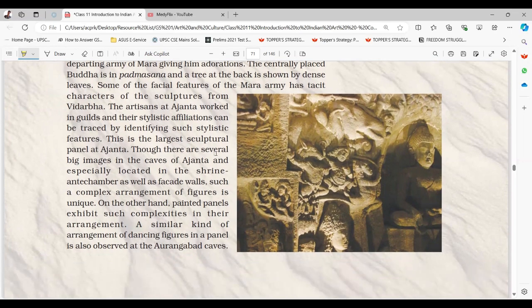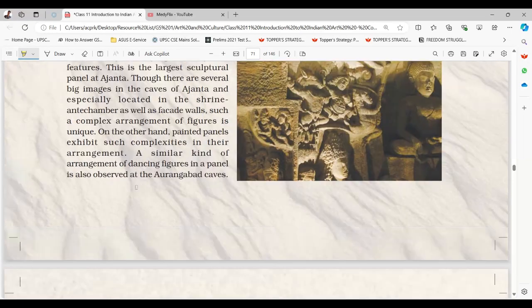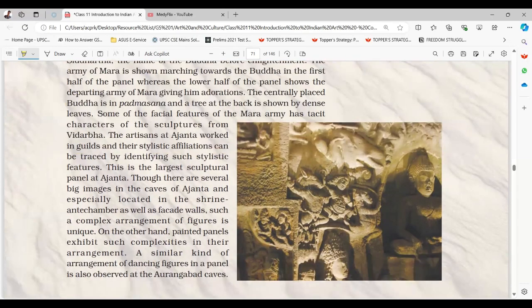This is the largest sculptural panel at Ajanta. There are several big images in the caves of Ajanta, especially located in the shrine and the chamber as well as facade walls. Such a complex arrangement of figures is unique. On the other hand, painted panels exhibit such complexities in their arrangement. A similar kind of arrangement of dancing figures in a panel is also observed at the Aurangabad caves.